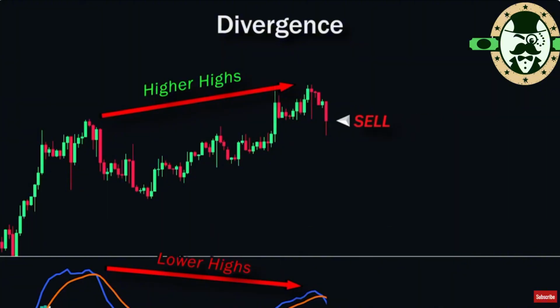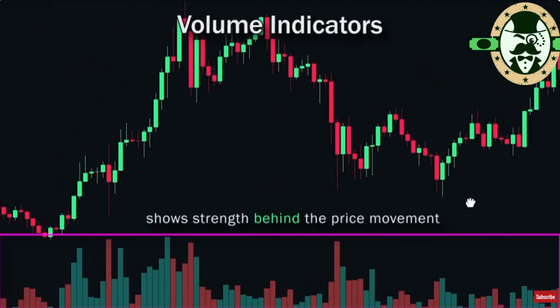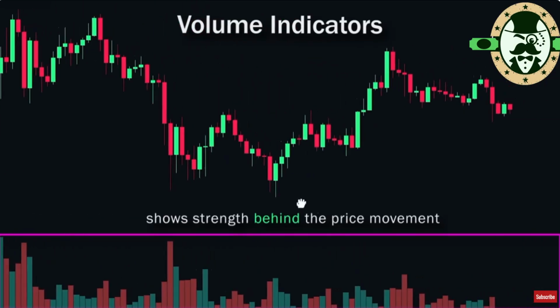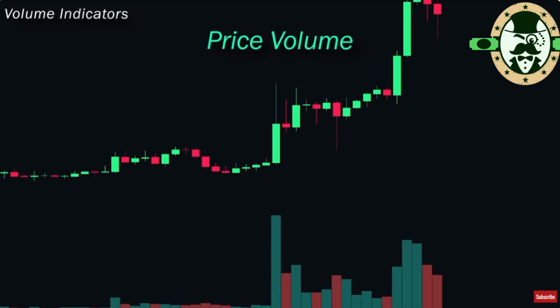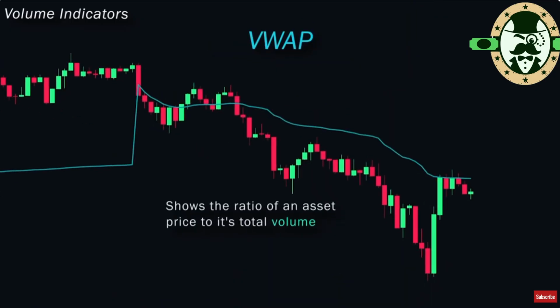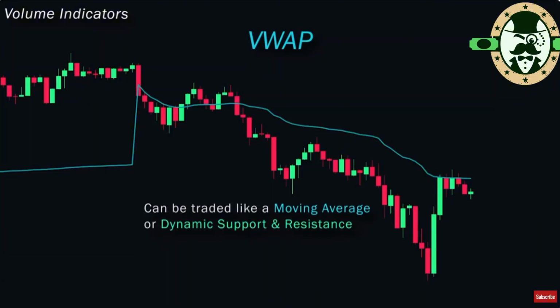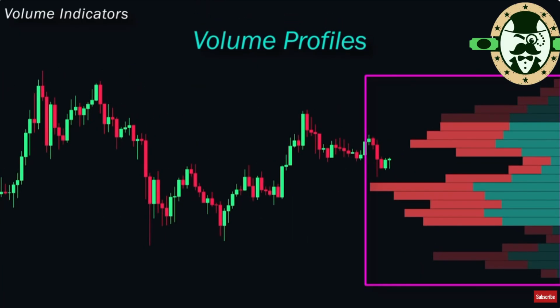Strategy number 18 is volume indicators. Volume indicators measure the amount of buying and selling activity in the market. Some examples include price volume, which displays the volume of each candle, helping traders spot periods of high interest or low liquidity. VWAP, which shows price relative to total volume and can be used as a dynamic support or resistance. Volume profiles, which treat horizontal volume bars as key levels and can help identify areas of high volume and potential support or resistance.